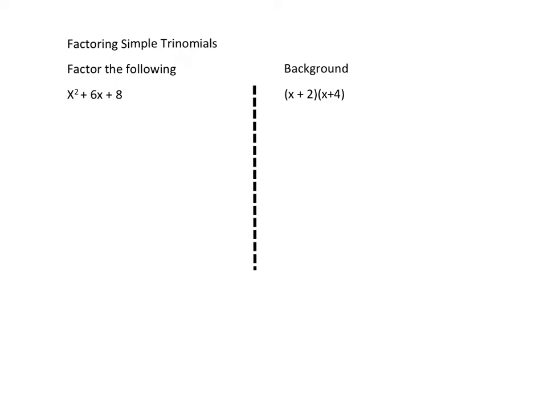Factoring a simple trinomial. We're going to do a little background on the right. We would have already probably learned how to expand. If I were expanding x plus 2 times x plus 4, we would do FOIL, and we would get x times x, which would give me x squared, x times 4, which would give me positive 4x, and then 2 times x. Both of those are positive, so that would give me positive 2x. And then 2 times 4, which is positive 8.